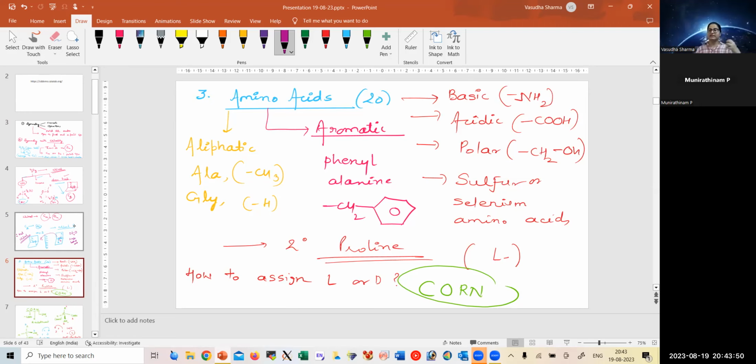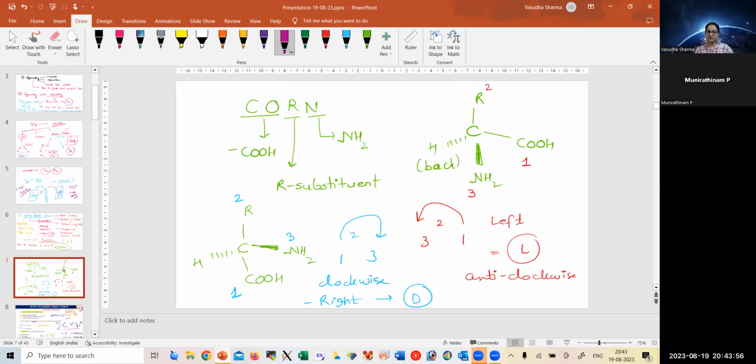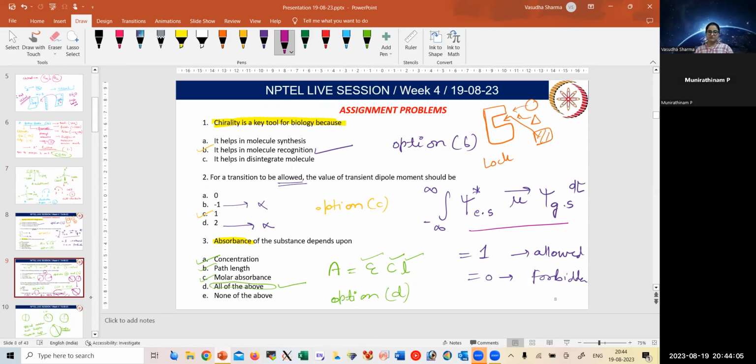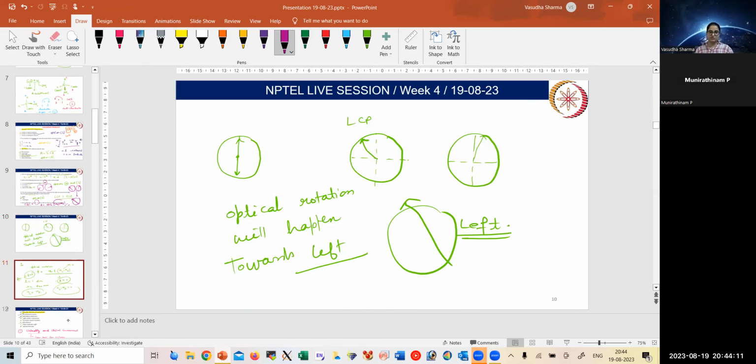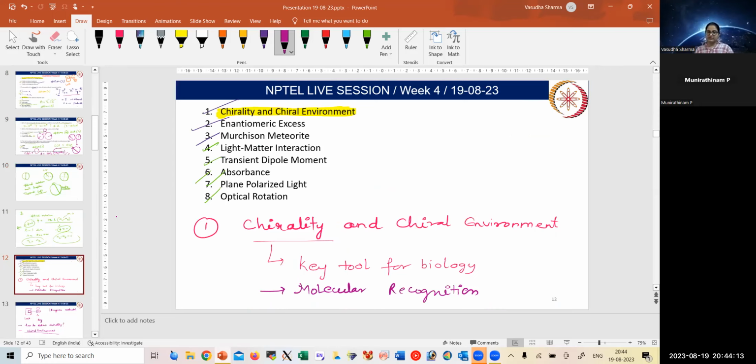And how to assign the L and D, we have already discussed. We have to apply the Kohn rule. Then we talked about the Kohn rule, like how the rotation from 1 to 2 to 3, anticlockwise or clockwise, we can assign the L and D form. The assignment problems we saw. And then we were talking about the optical rotation of light, that also we saw. So these were the topics that I covered in this lecture, the chirality and the chiral environment.